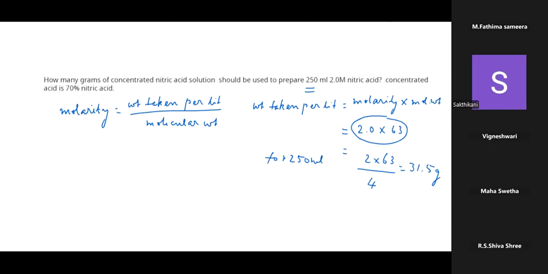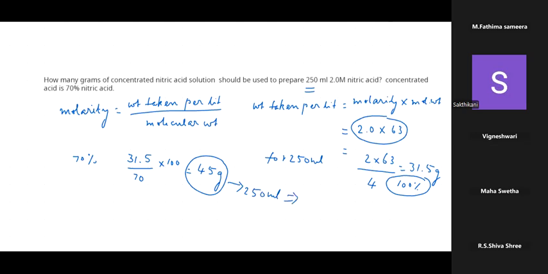But it is only 70% concentrated. If it were 100%, then 31.5 gram is sufficient, but it is only 70%. Therefore, 31.5 gram divided by 70 into 100. Therefore, you have to weigh 45 gram of nitric acid and dissolve in 250 ml of water, and you will get a 2 molar solution.